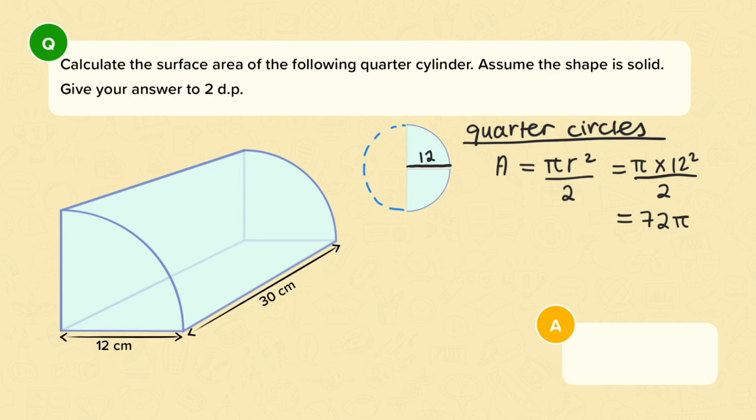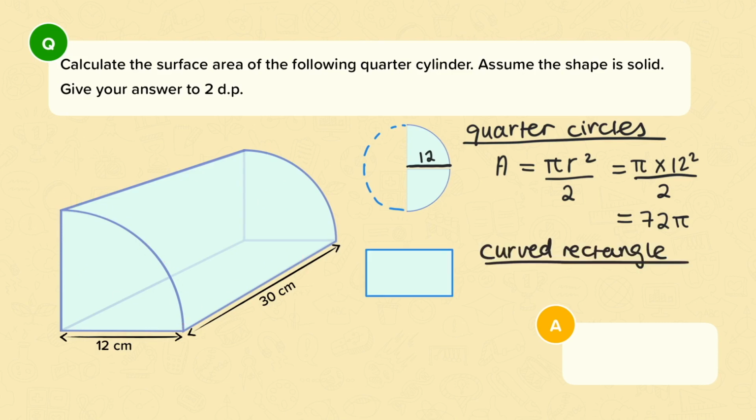So now that we've worked out the area of these faces, let's do the next one, which is going to be this curved rectangular face. So the rectangle will have a length of 30 centimeters and a width of this length here, which is a quarter of the circumference of this whole circle. So the circumference is pi times the diameter, and a quarter of that will be pi d divided by 4. So the area of this rectangle is going to be 30 times pi d over 4.